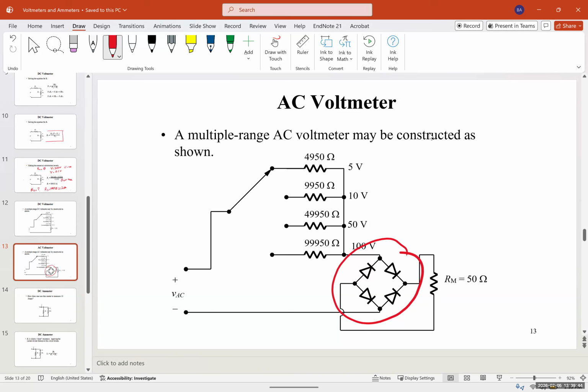Can we measure the DC voltage with an AC multimeter? This is a question. Can I measure the DC voltage with an AC voltmeter as well, or no? If I put it in the right direction. Yes, you should be able to, but we don't. Why?